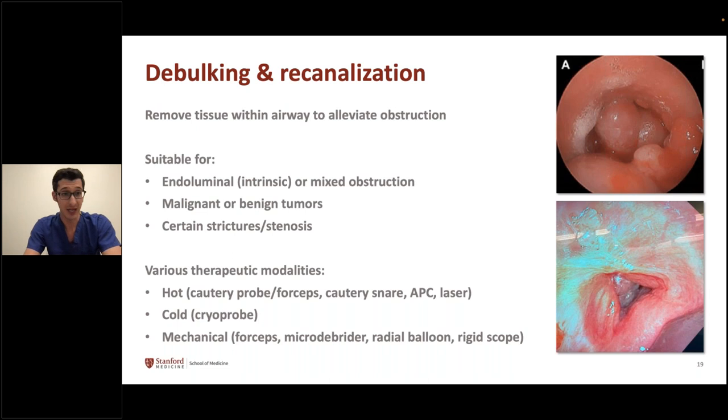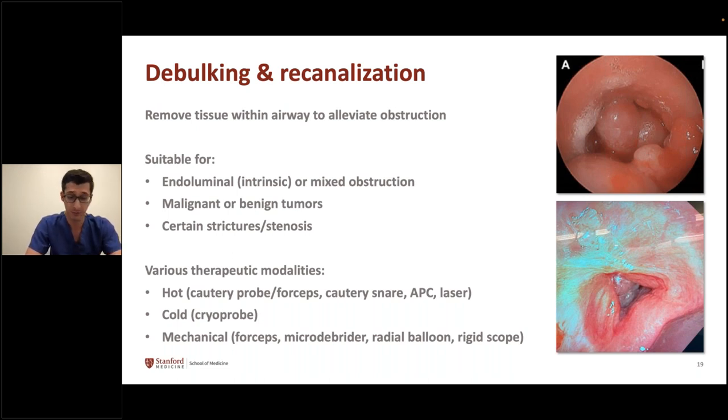Debulking and recanalization really is just removing tissue within the airway to alleviate an obstruction. And as we saw in the previous slide, this is suitable for patients with intrinsic or purely endoluminal obstruction or mixed obstruction, and can be used for both malignant and benign disease. And certain strictures and stenoses can benefit from these techniques as well.